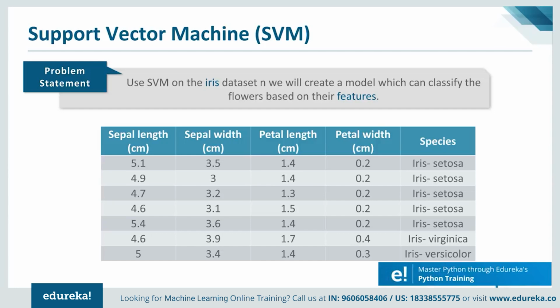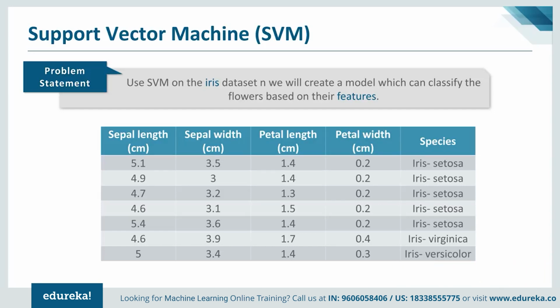So we have features such as sepal length, sepal width, petal length, and petal width as well. And we have to classify the flowers. Here we know that we have different species of flowers, that is Iris setosa, virginica and versicolor. So now let us go ahead and build our model for that.